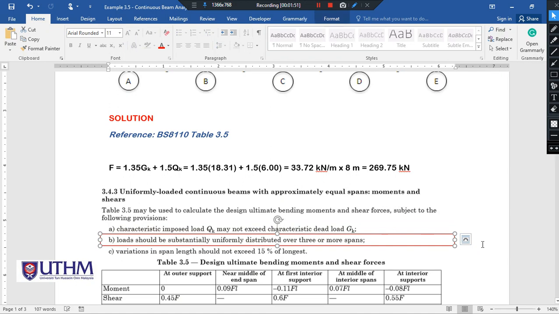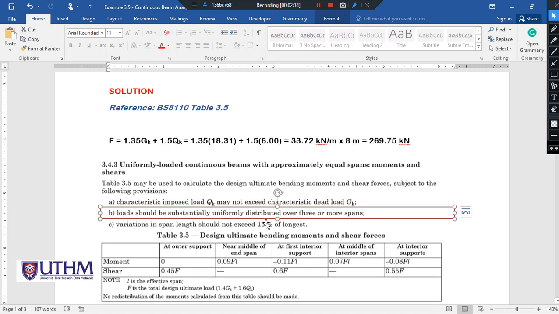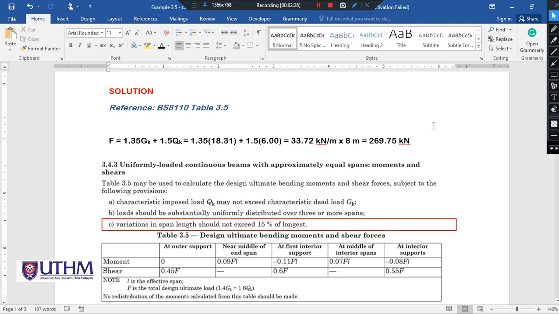The second condition is the load should be substantially uniformly distributed over 3 or more spans. Let's check. Our span is more than 3. We have 1, 2, 3, 4 spans. And the load applied on this continuous beam is the uniformly distributed load. Condition number 2, check. And this is the third condition. The third condition is the span length should not exceed 50% of the longest.